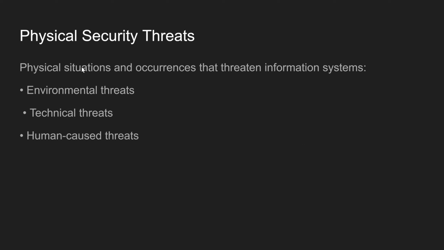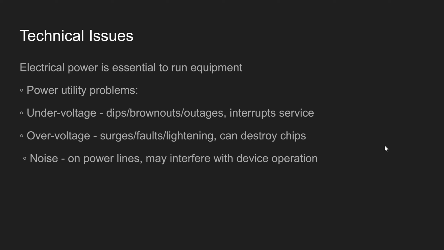Physical security threats. Physical security threats are situations and occurrences that threaten information systems: environmental threats, technical threats, and human-caused threats. Technical issues: electrical power is essential to run equipment. Power utility problems include undervoltage, dips, brownouts, outages, and interruption of service; overvoltage, surges, and faults; lightning can destroy chips. Noise on power lines may interfere with device operation.